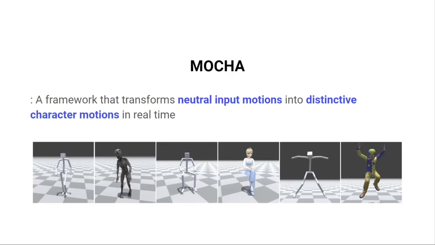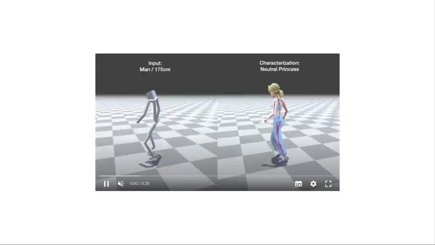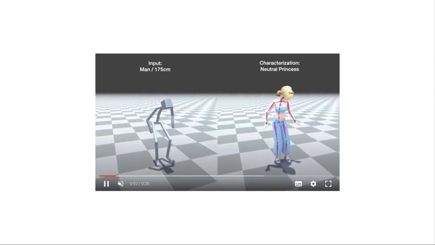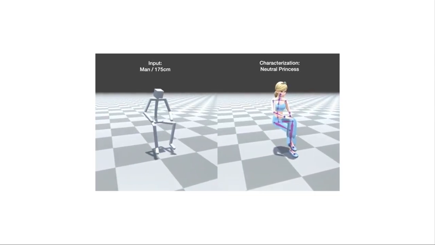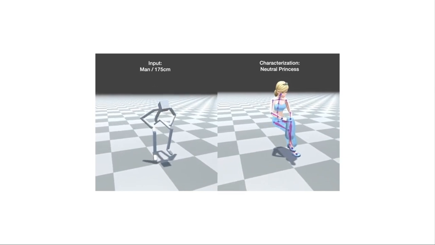MOCHA is a framework that transforms neutral input motions into distinctive character motions in real time by transferring both motion styles and body proportions from a target character. For example, if Princess was a character, simple motion of walking or sitting will be transformed into a more elegant movement as shown in the video.